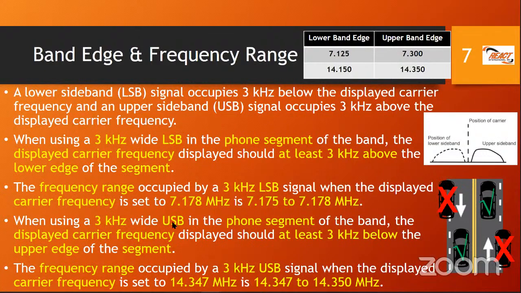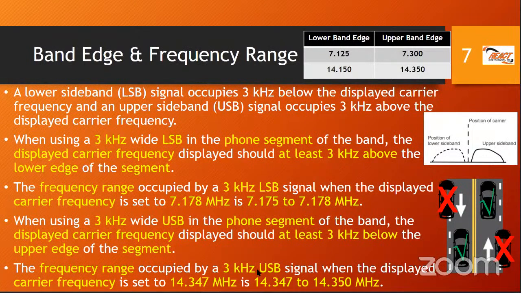Similarly, if we are doing upper sideband transmission and you're using voice, you need to make sure that you are at least 3 kilohertz below the upper edge. So the example that we give, let's say you're on the 20 meter band, your frequency, you plug into your radio, you dial up 14.347.